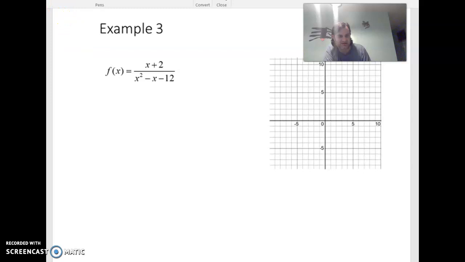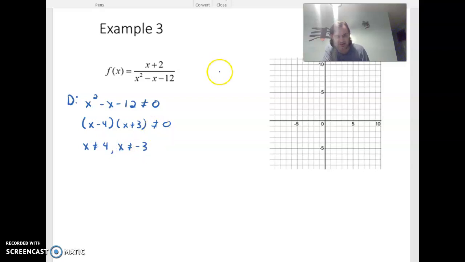So with all these problems, I always look at the domain first. And domain means looking at the denominator. So I'm going to set x squared minus x minus 12 not equal to 0. This is factorable. It's x minus 4 times x plus 3. So my domain will not include 4, and it will not include negative 3.